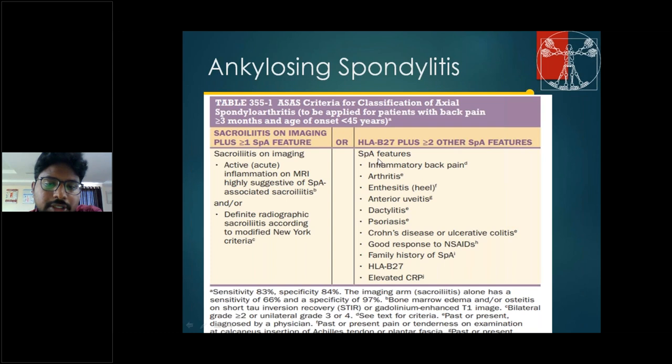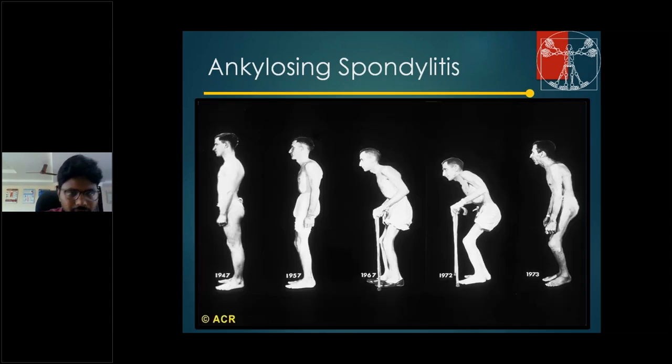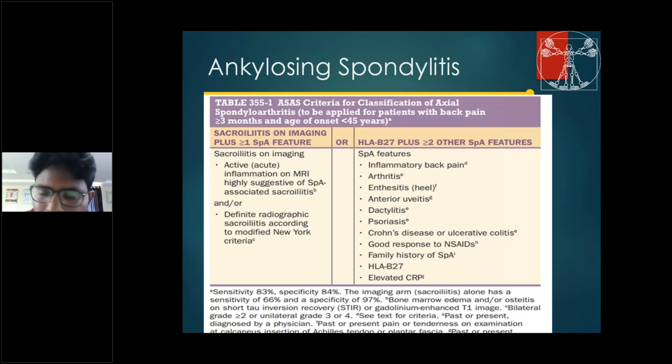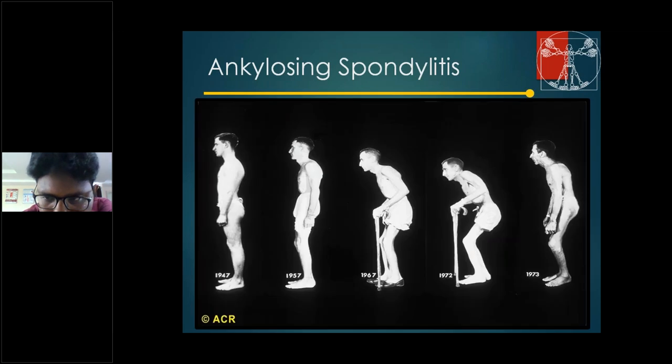Out of these features, if there is one plus X-ray positivity, then you can classify it as ankylosing spondylitis, or if there are two plus HLA B27 positivity, then also you can diagnose ankylosing spondylitis. Sensitivity is 83% and specificity is 84%. So this is the ASAS criteria. Sir, how will sacroiliitis appear in X-ray? How can we differentiate? We will discuss all that. In investigations, I'll tell you what the radiological features are.